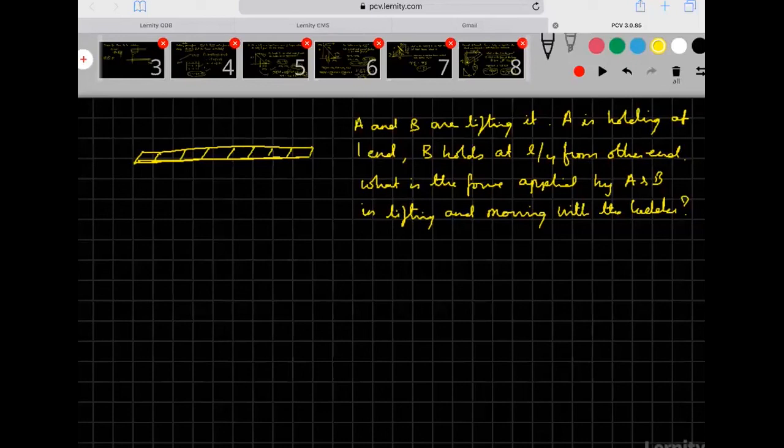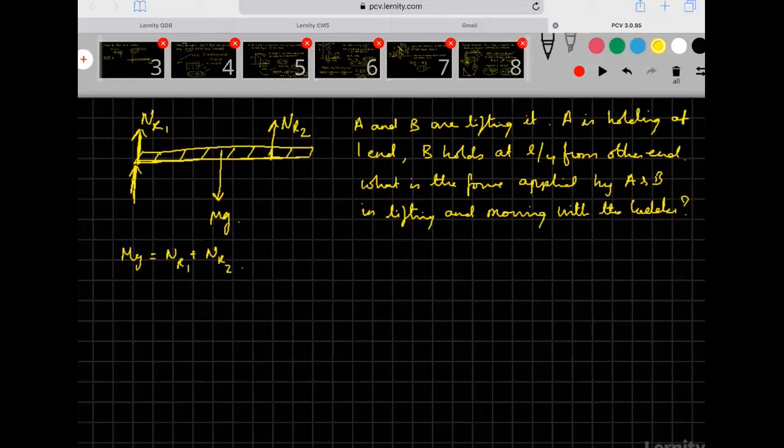So here you have A. A is applying a force here, normal reaction, we'll call it NR1. B is here, applying a force here, NR2. Mg is here. Now if you see, mg is equal to NR1 plus NR2. There's nothing else that we can do.